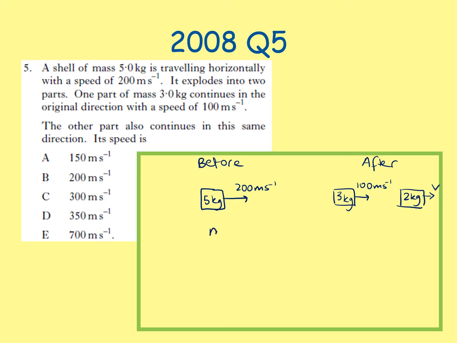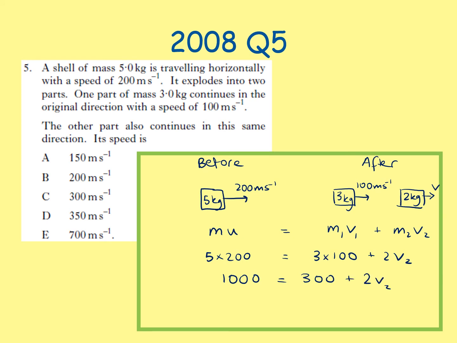So writing our equation, we've got mv equals m1 v1 plus m2 v2. In fact, if we replace that first v with a u, because we know it's an initial speed, so let's put our numbers in. We've got 5 times 200 is equal to 3 times 100 plus 2v2. Therefore, we've got 1,000 equals 300 plus 2v2 there. Rearranging this gives v2 to equal 350 meters per second. This is an answer of D.